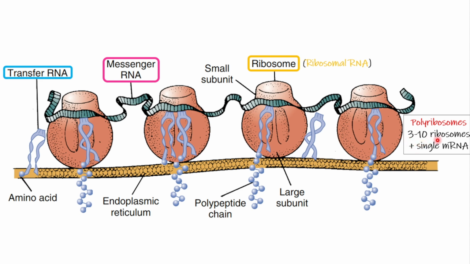So 3 to 10 ribosomes along with a single messenger RNA, this whole combination is known as polyribosomes. Now, what is the significance of this polyribosome? For instance, this part has generated its codon, and the transfer RNA came, and an amino acid is attached to the protein. Then this sequence will move forward to the other ribosome, and then to the other ribosome, and then another ribosome.